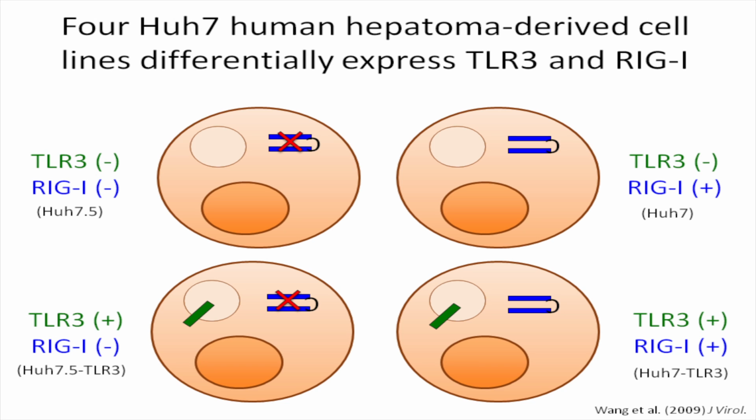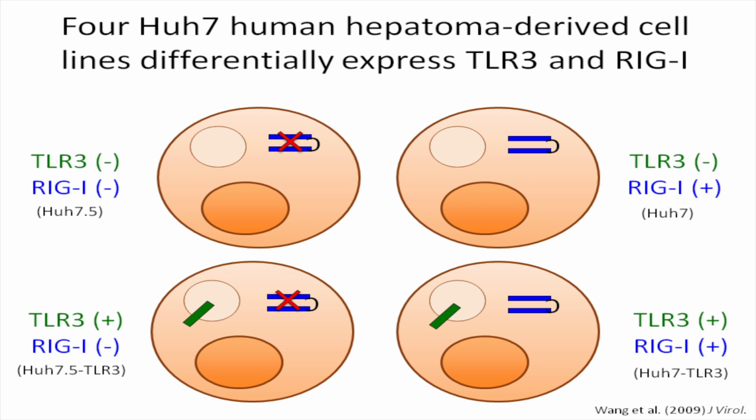Ray Sumpter and Mike Gale's lab several years ago identified a derivative of Huh7 cells called Huh7.5 cells that had a mutation in the CARD domain of RIG-I, so that although the protein was expressed, it was not able to signal. So these Huh7.5 cells are basically double negative for RIG-I and TLR3. And through collaborators, we obtained an Huh7.5 cell line overexpressing TLR3 in the endosome. So these are TLR3 positive, RIG-I negative.